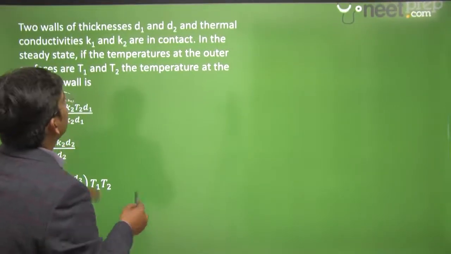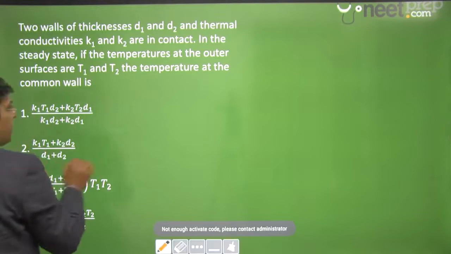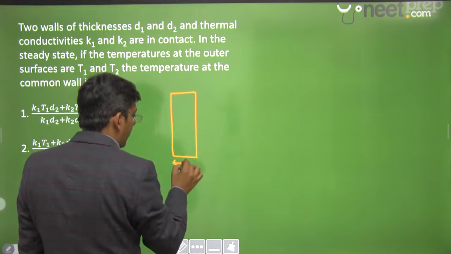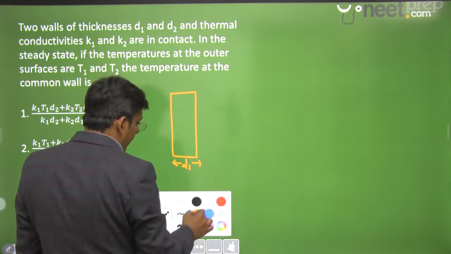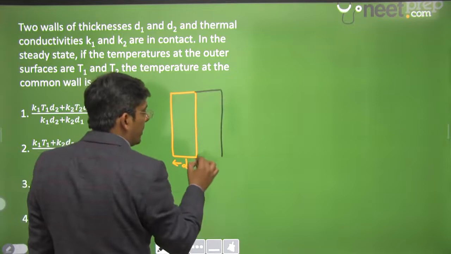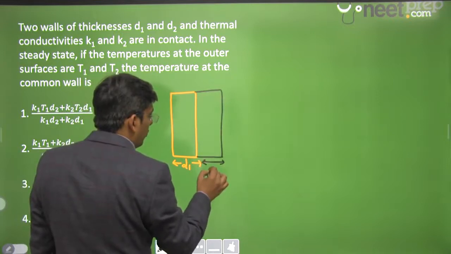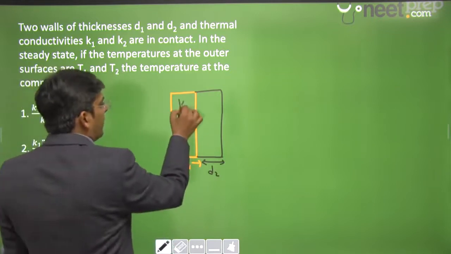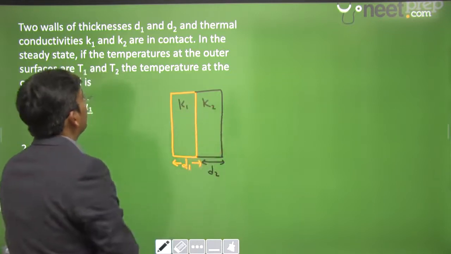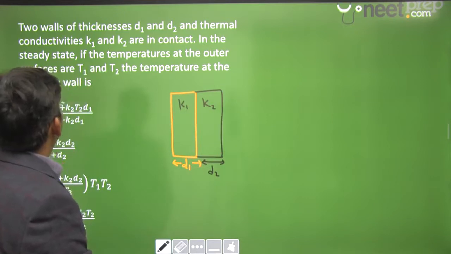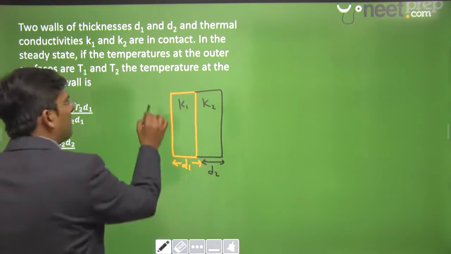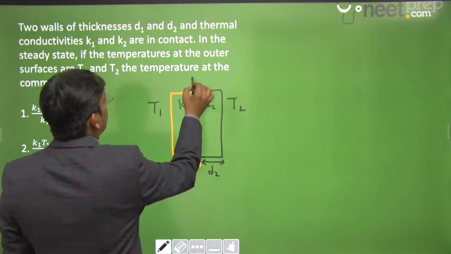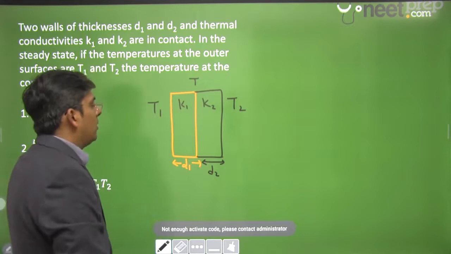Two walls of thickness D1 and D2, right? Let us make two walls. One wall has thickness D1, and the other wall has thickness D2, okay? These two walls have thermal conductivities K1 and K2 and are in contact. In the steady state, if the temperatures at the outer surfaces are T1 and T2, you are asked to calculate the temperature of the common wall, right?